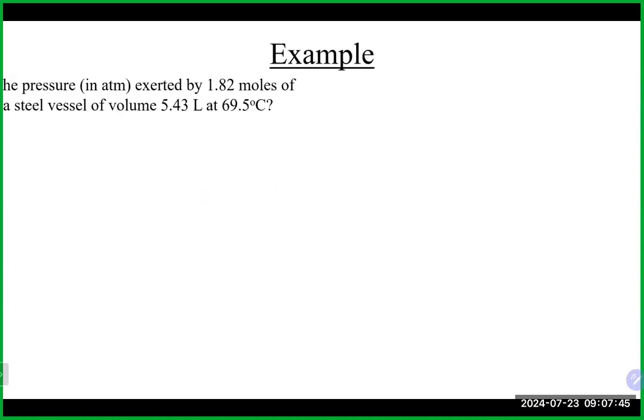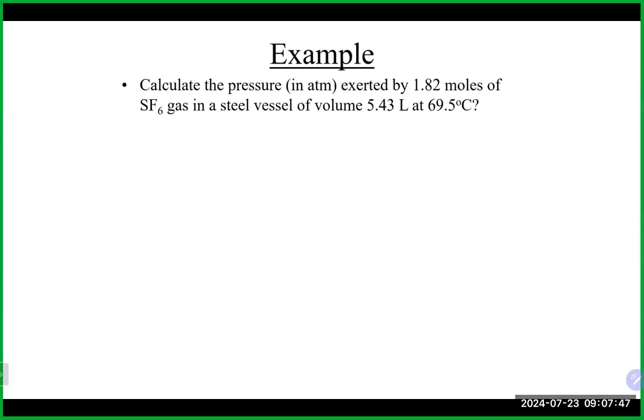All right, so let's try one here. Calculate the pressure in atmospheres exerted by 1.82 moles of SF6 gas in a 5.43 liter container at 69.5 degrees. Okay, so let's take a look. Once again, we're going to pull out the information. We're looking for a pressure.